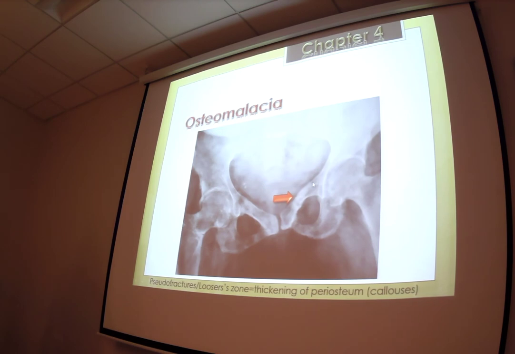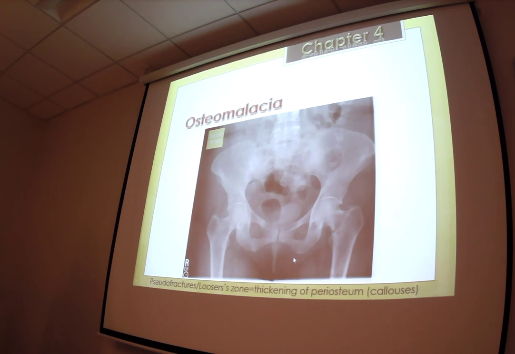So here, you see thickening of the periosteum down here at the pelvis. Essentially, it's a callus formation. See almost pseudo-fracture, so it kind of looks like a fracture right through here. It's not a fracture, it's just the way the bone has been calloused over it and built. So here you can see it again. Right here in the pelvis.